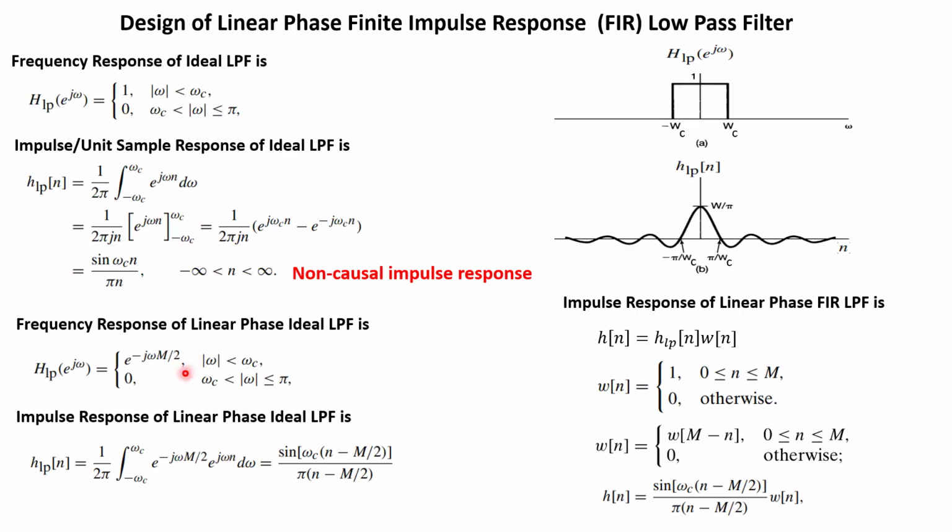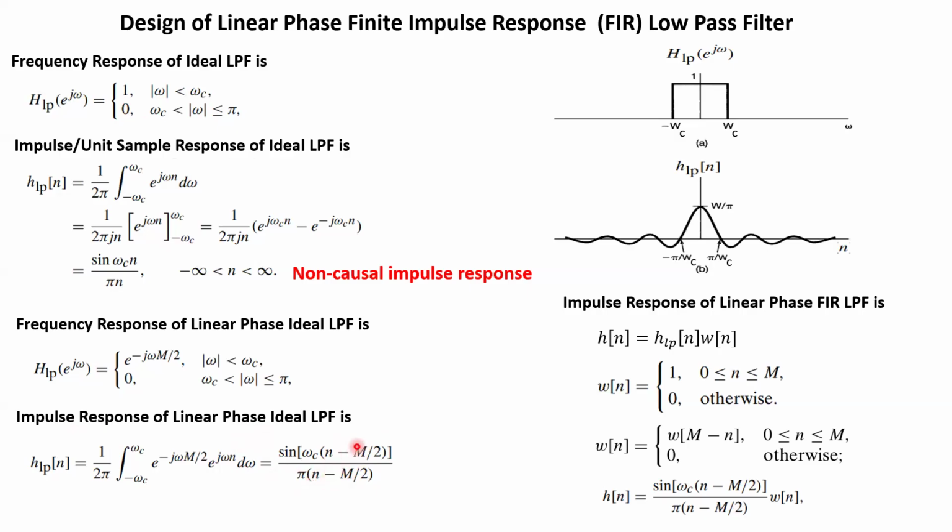If you take this frequency response, you can again evaluate the impulse response of the linear phase ideal low pass filter. Again you have to calculate the same inverse discrete time Fourier transform by evaluating this integration. If you do this simple analysis, you will find that the impulse response for a linear phase ideal low pass filter is going to be sin(omega c (n minus M by 2)) divided by pi (n minus M by 2). This is the linear phase ideal low pass filter impulse response.